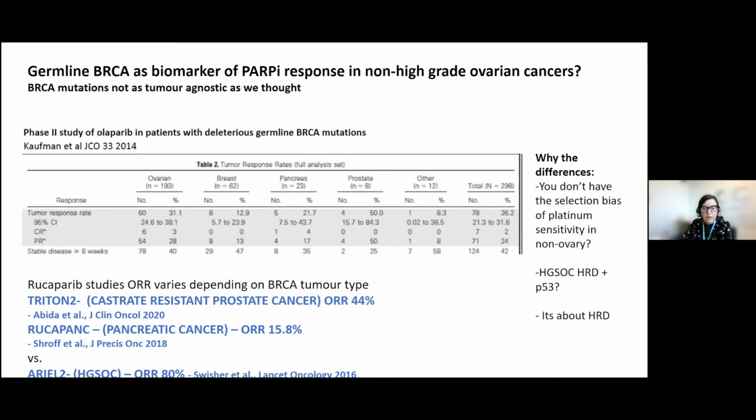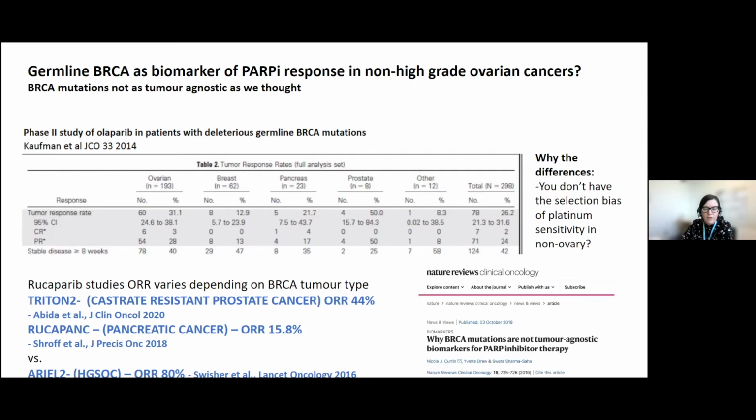Well, there are a number of possible reasons. I think one of them is that in ovarian cancer, we select patients by platinum sensitivity, which in itself is a biomarker. So we're enriching our BRCA group for those that are platinum sensitive, and you don't necessarily get that in the other cancer types where platinum is not a key backbone for treatment. The other reason might be the coexistence of the p53 mutation alongside the BRCA mutation, and maybe it's about the degree of homologous recombination deficiency rather than the mutation itself.